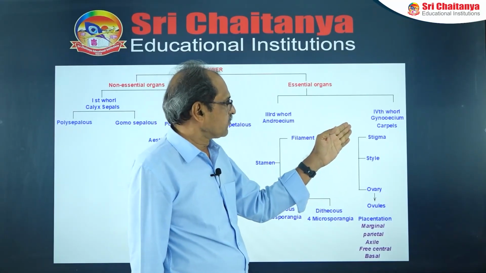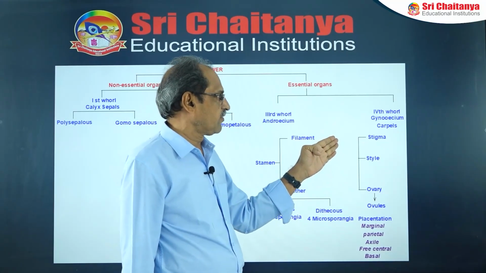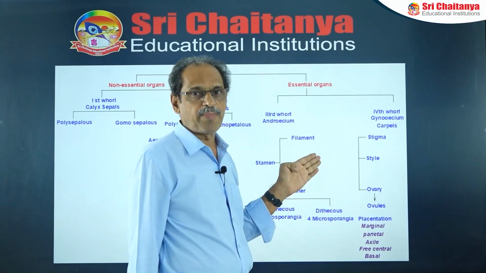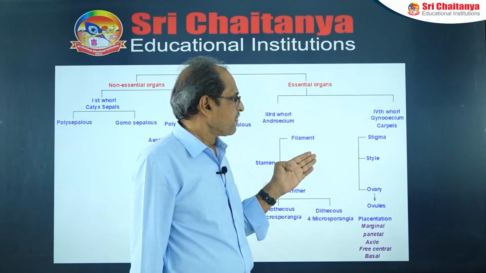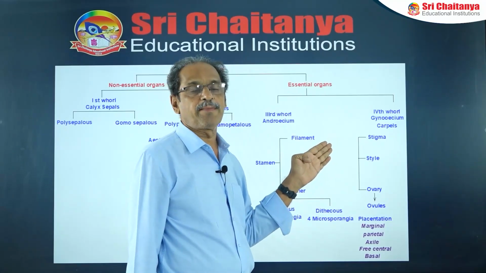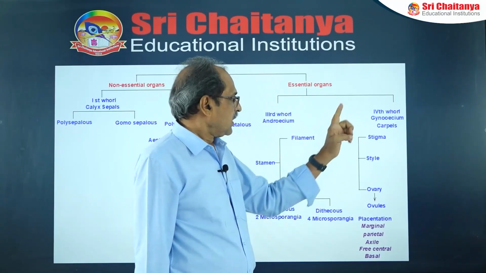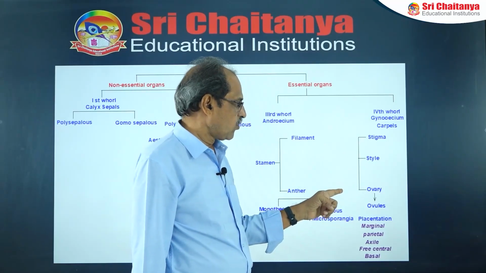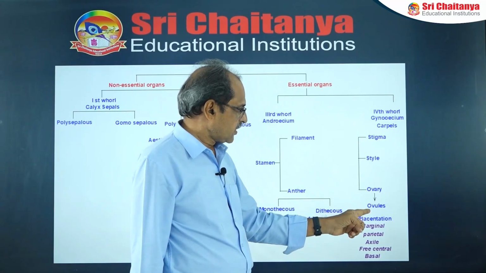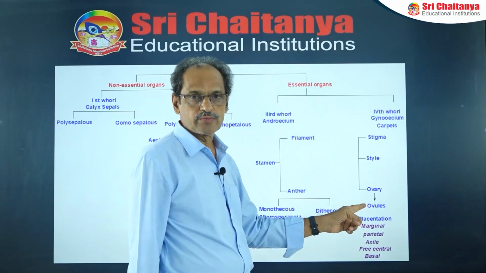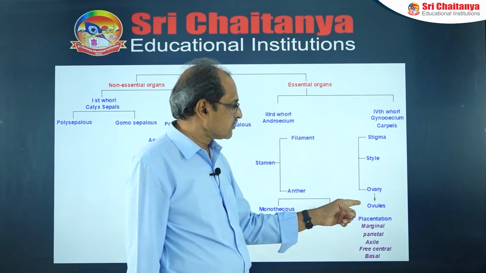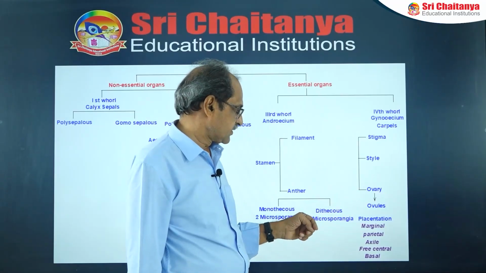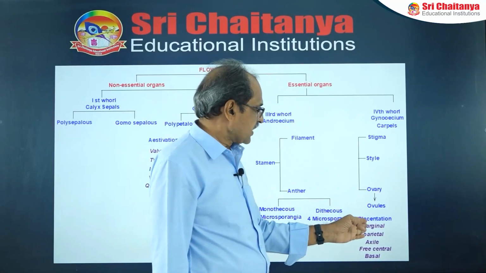The last one is the fourth whorl, the innermost whorl of the flower on the thalamus, the gynoecium. It is a group of carpels, made up of carpels, and it is considered the female reproductive organ of the flower. Each carpel can be divided into stigma, style and ovary. Inside the ovary, you will find the ovules. These are non-naked ovules because they are enveloped by the ovary wall.